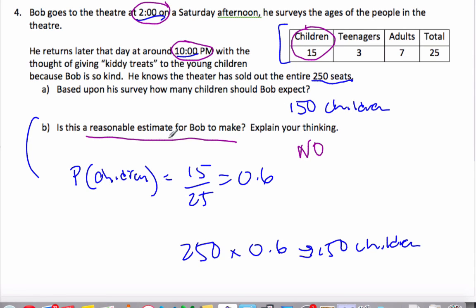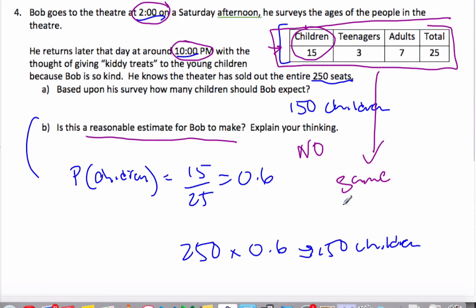And so it is not reasonable for Bob to use this survey to estimate because the conditions have changed. If we're going to use this survey, we need to keep the same conditions in order to do it. If not, you introduce a form of bias.